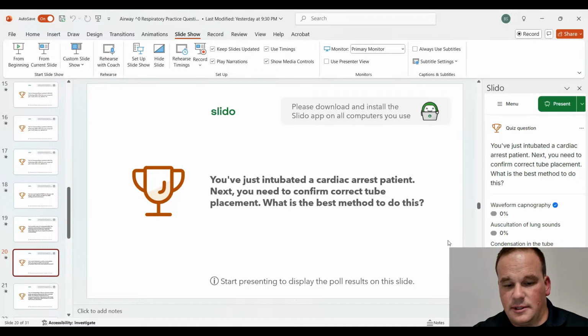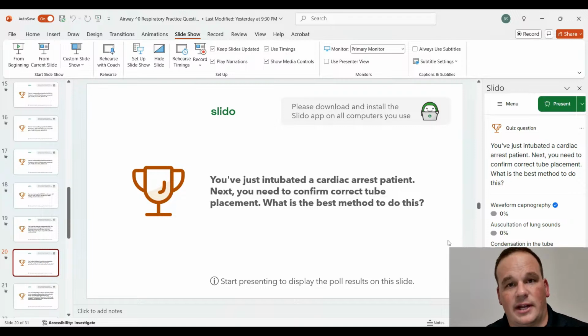Auscultation of lung sounds, absolutely, it needs to happen. Condensation in the tube can be a marker that we're in the right place. Adequate rise and fall of the chest, that's a great sign to tell me that my tube is in place, and as I ventilate, I'm getting good rise and fall of the chest, but nothing beats waveform capnography, okay?